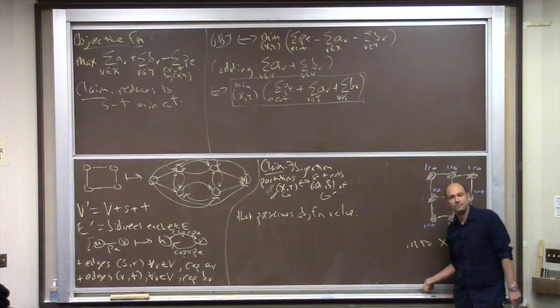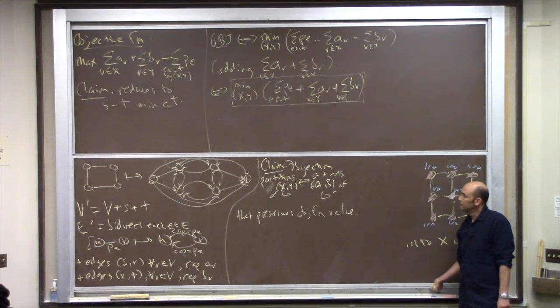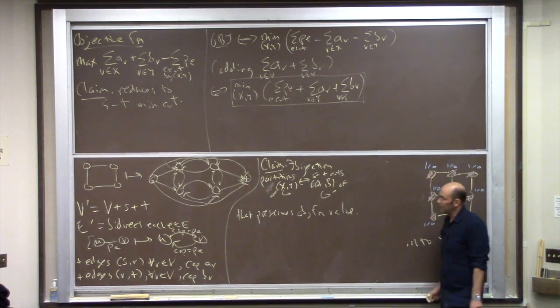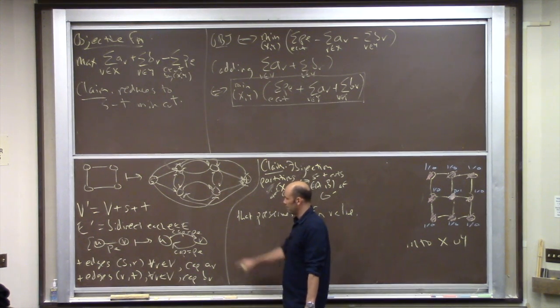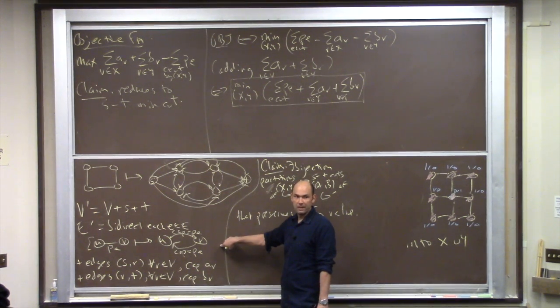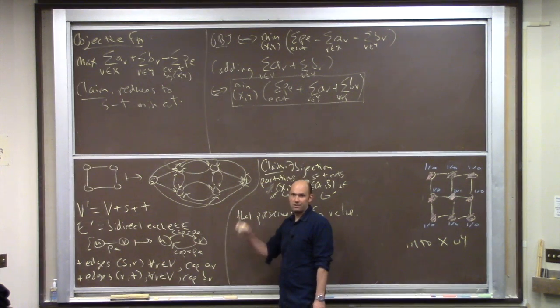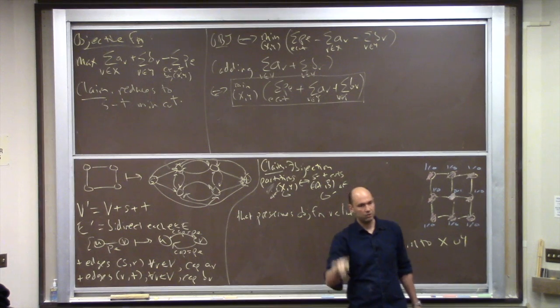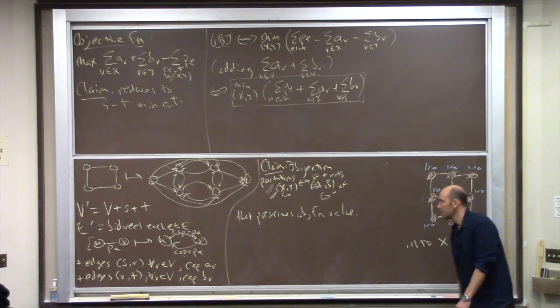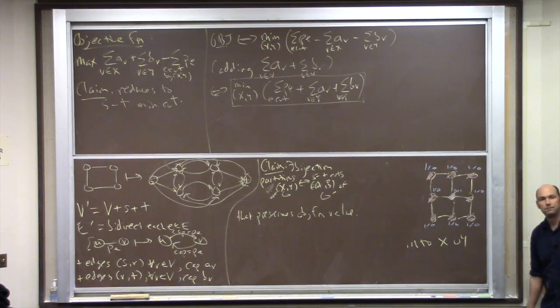Yep. What's the capacity on the edge from S to T? There is no edge from S to T. That may be an artifact of my poor drawing. But if you look at the list of edges, there's no direct edge from S to T. You go from S only to the pixels, and you go from the pixels to T. You do not go straight from S to T. Yeah. Good. Other questions?